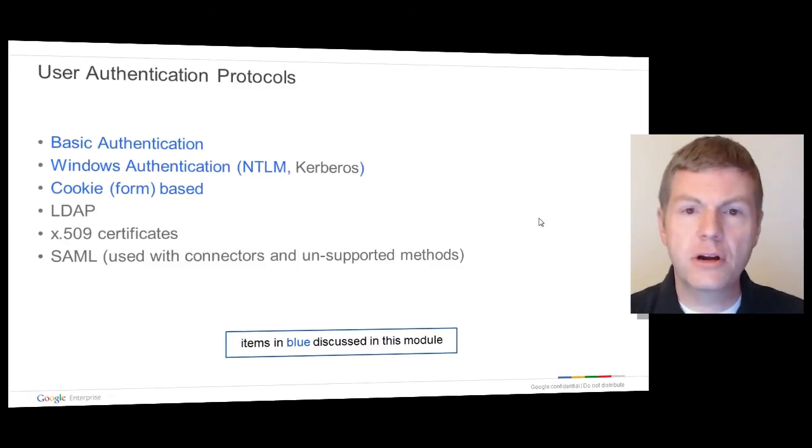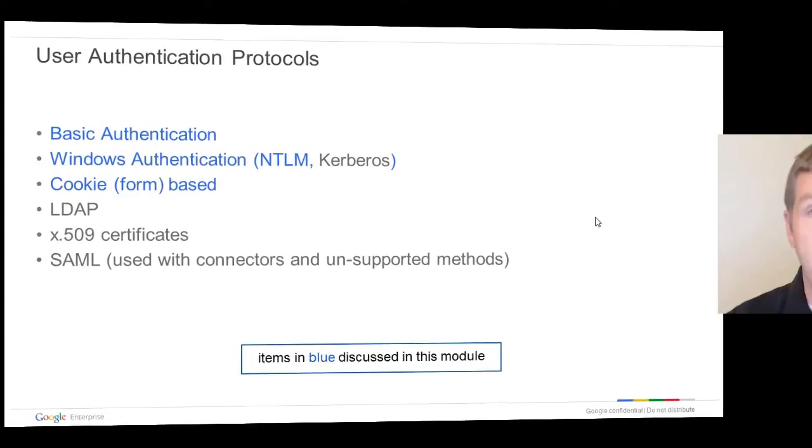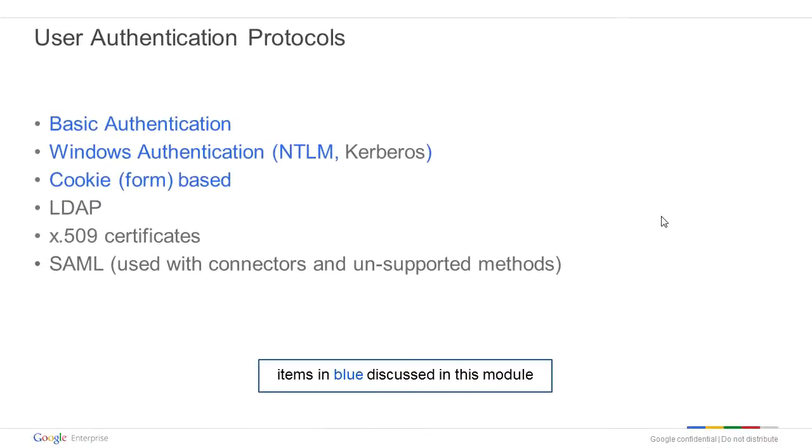To serve secure content, the GSA will first need to authenticate the user through Basic or Windows Authentication, HTML forms with cookies, LDAP, or X509 client certificates. The GSA also supports Security Assertion Markup Language, or SAML. You can write your own SAML authentication interface, or use SAML interfaces included in many single sign-on products.